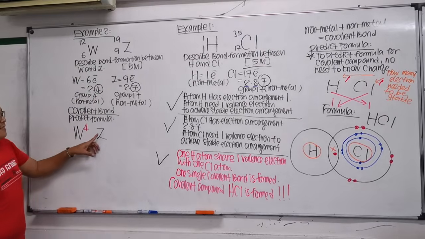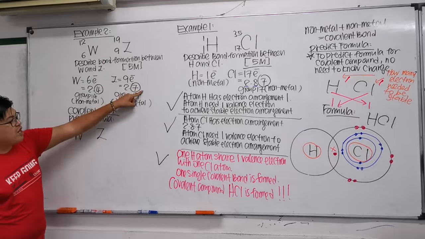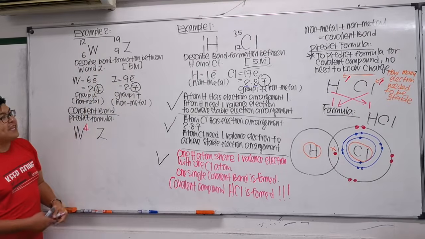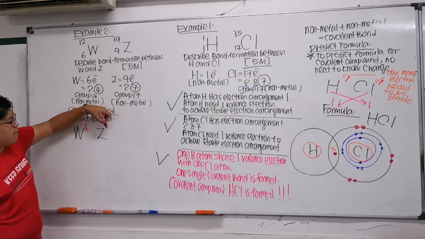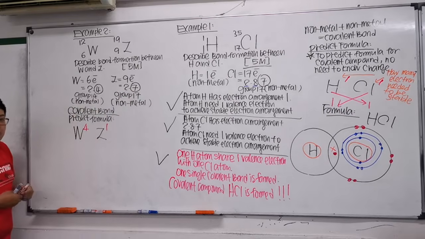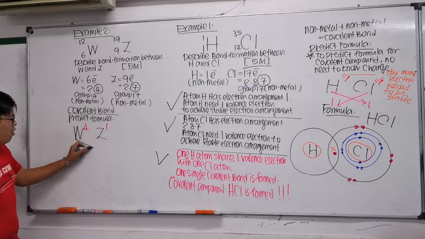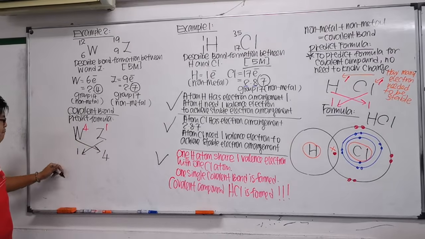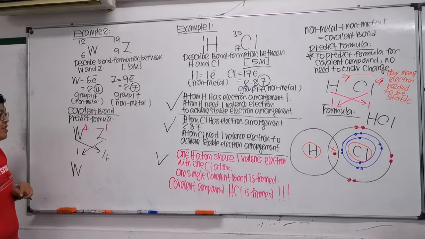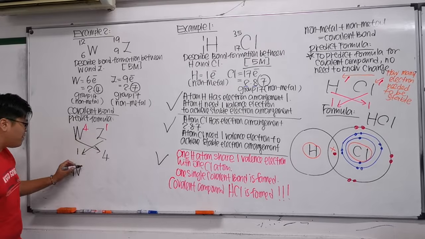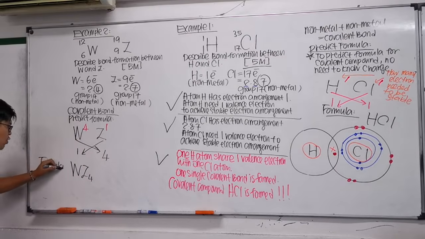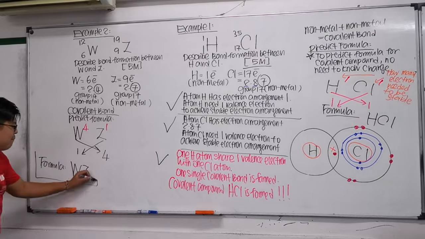Understand? Same thing, Z. Z also has 2 shells. When you have more than 1 shell, we are looking at 8. You want 8 to be stable, you have 7 already, you need 1 more. Understand? Now exchange the numbers please. 4 crosses to the right, 1 crosses over to the left. W gets 1 piece, W, the 1 need not be written in chemistry. Z gets 4 pieces, Z4. So the formula is WZ4. So far so good? Okay, now we already know the formula is WZ4.